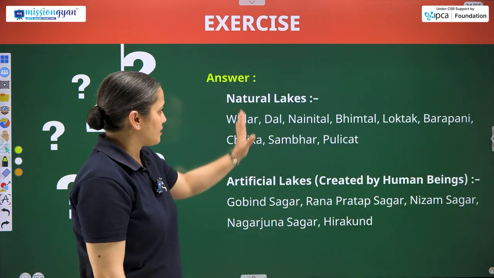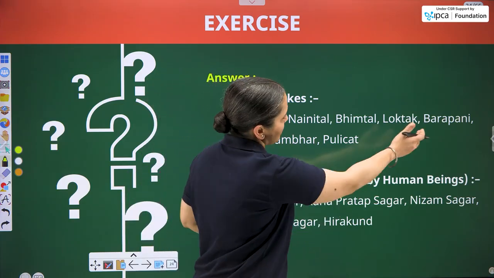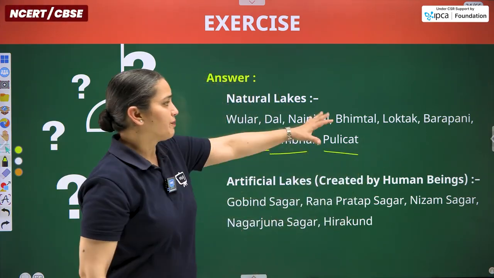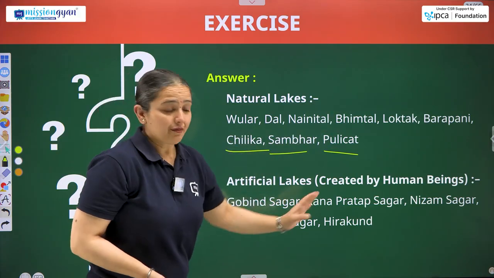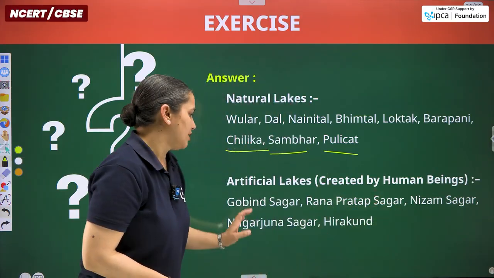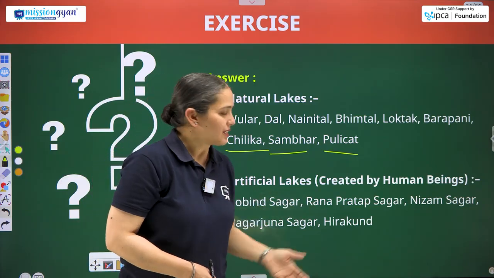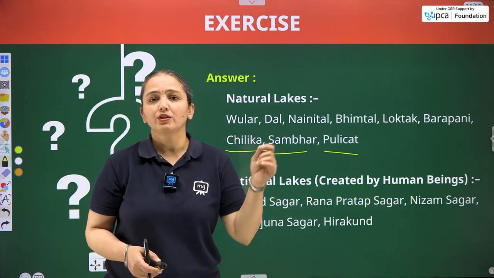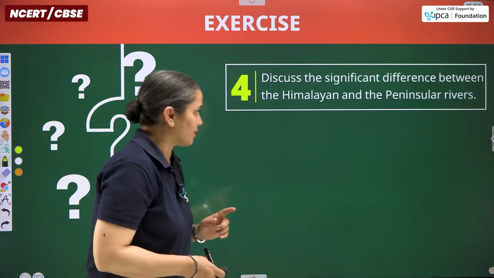And here is our answer: natural lakes, artificial lakes. So Wular, Dal, Nainital, Bhimtal, Loktak, Barapani, Chilika, Sambhar, Pulicat: all these are a mixture of saltwater and freshwater lakes. Here are the artificial lakes: Gobind Sagar, Rana Pratap Sagar, Nizam Sagar, Nagarjun Sagar and Hirakud. Among these lakes, we do have hydroelectric power generation plants as well. That is why they are artificially created.